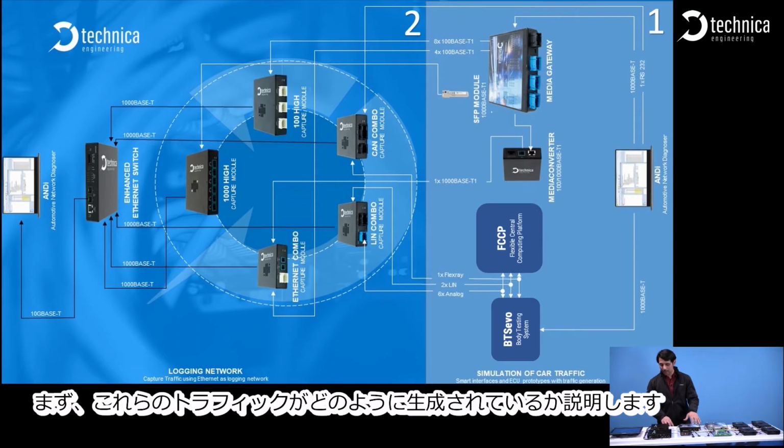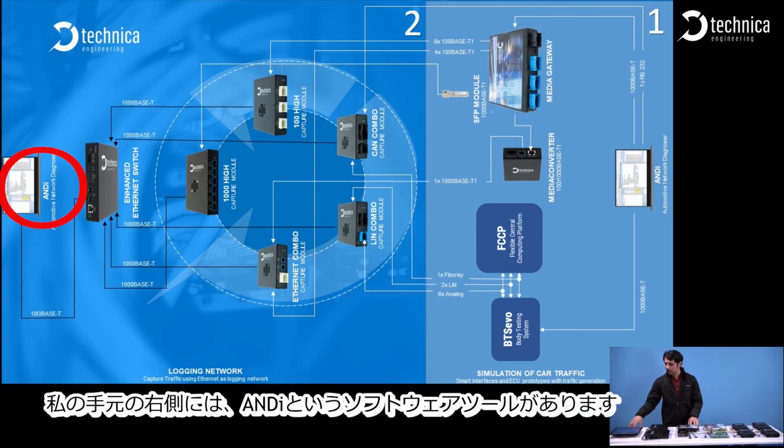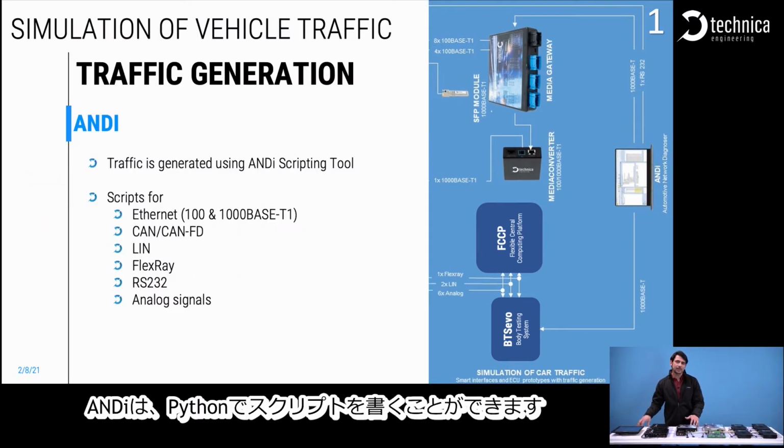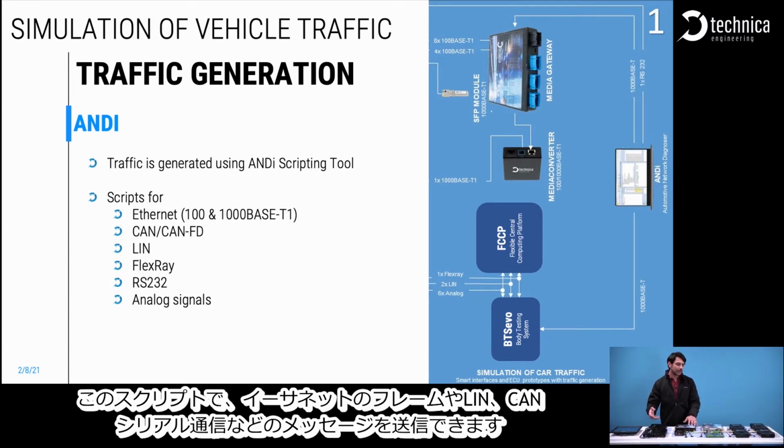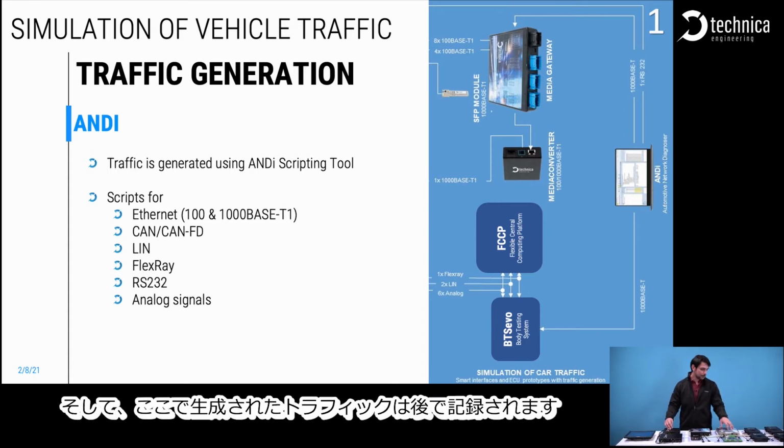First, I will explain how this traffic is generated. On my right-hand side, I have our software tool called Andy. Andy enables the user to write scripts in Python, where you can send trigger signals and write scripts to send messages and frames for different types of protocols using Ethernet, LIN, CAN, and serial communication. And all of this communication is later logged.